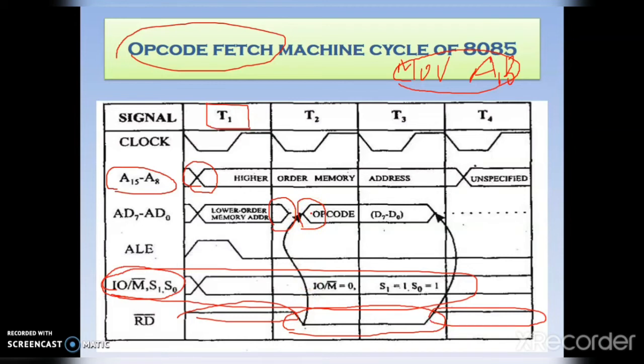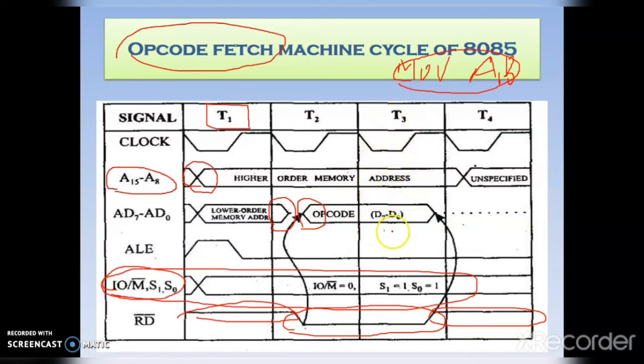Here the 8085 sends the RD signal low to enable the addressed memory location. The memory devices then place the contents of the addressed memory location on the data bus, that is D0 to D7. Here the RD signal is enabled, with the address of the memory location placed on AD7 to AD0. Here the opcode is placed in the D0 to D7 locations.